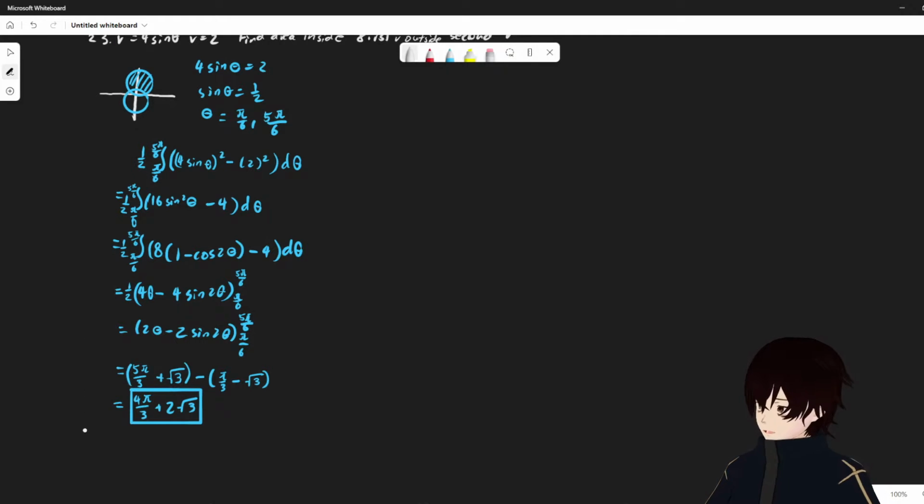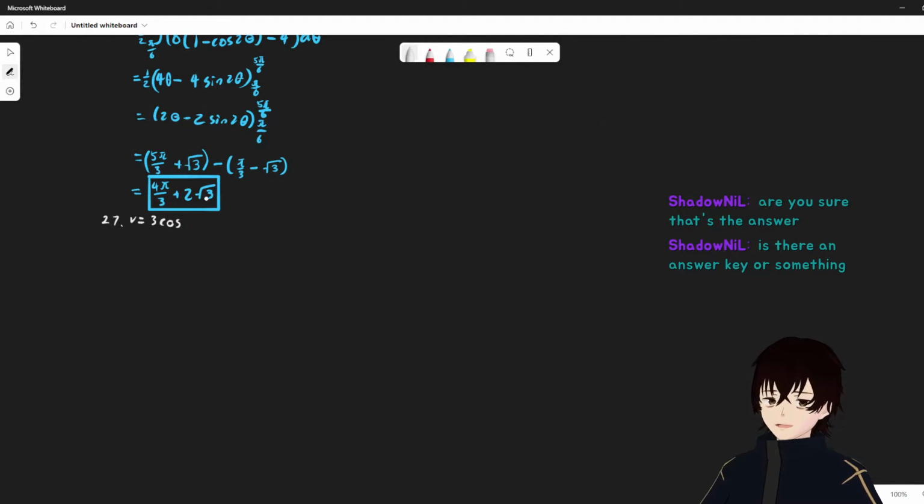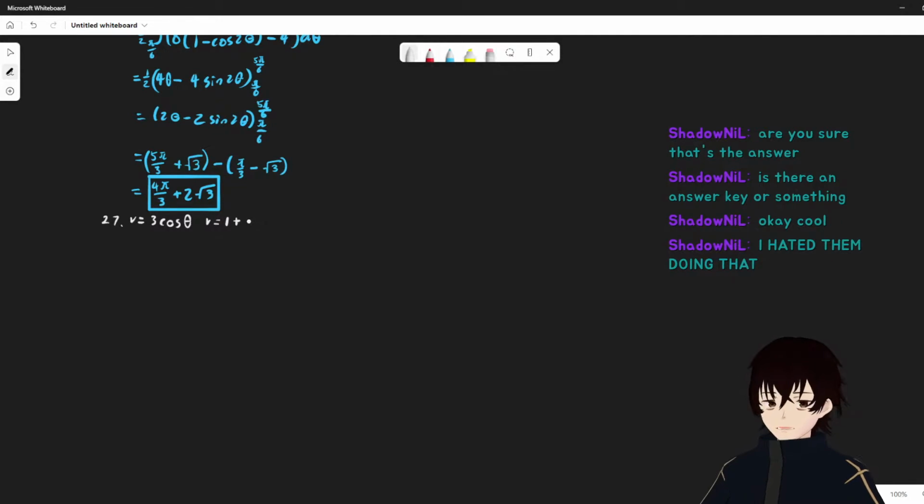And down here, we're going to have 27. 27 seems essentially r is equal to 3 cosine theta. That is the answer. I have the answer from the textbook. This is the same as the answer in the textbook. There is an answer key. I have it open. I can only check the answers for odd numbered questions though. r equals 3 cosine theta. r is equal to 1 plus cosine of theta.